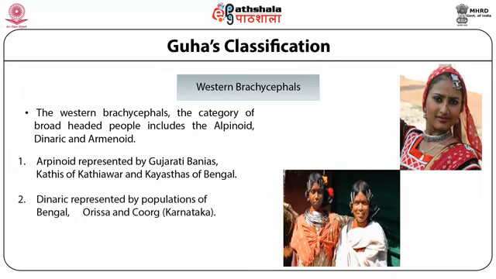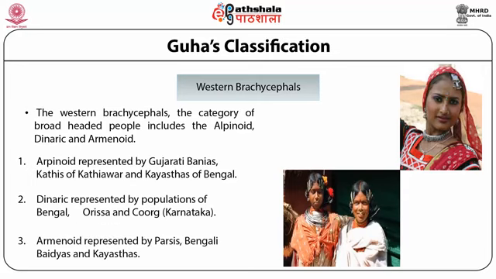Second subtype of Western brachycephal is Dinaric. They are taller in stature with dark skin, hair and eye color. They are characterized by broad head with rounded occiput and high vault. Nose is very long and often convex. Face is long with forehead receding. This type is well represented in Bengal, Odisha and Coorg. The typical representatives include Bengali Brahmins and Kanarese Brahmins of Mysore.